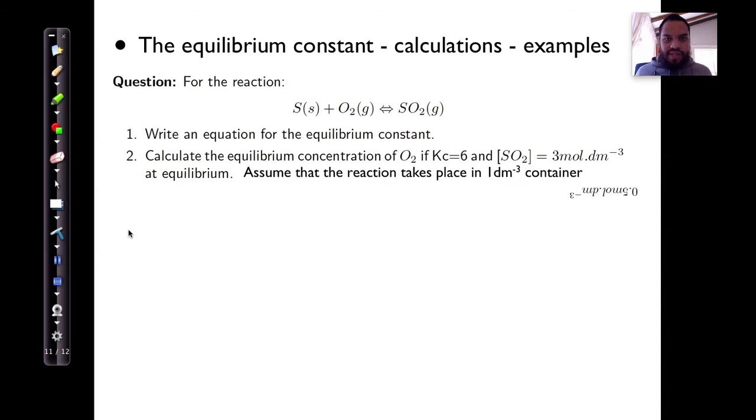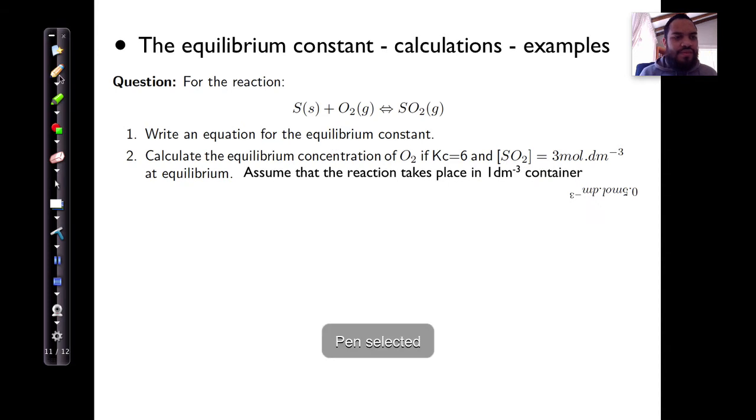Equilibrium constant, we're looking at the first set of calculations. This one is particularly easy because it's direct substitution. It's not really a long process to get to the value of the constant in this case because it is given, right? So they give us the reaction and it says we've got S, or sulfur, plus oxygen gives me sulfur dioxide, and the sulfur is in a solid phase, this is in gas phase, this is also in gas phase. Write an equation for the equilibrium constant.